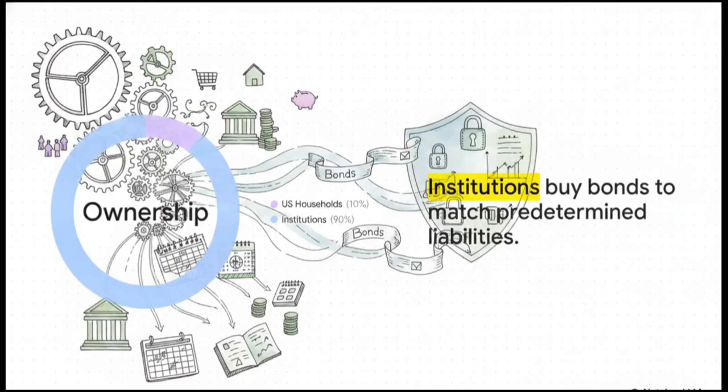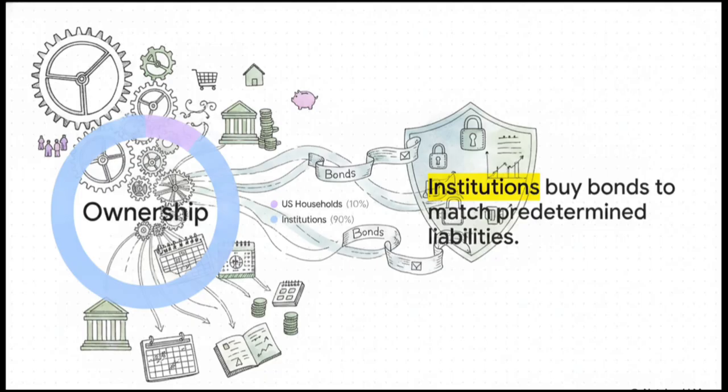So who is on the other side of these dealer transactions? Well, while it's totally true that everyday investors buy bonds, usually through mutual funds, U.S. households hold nearly 10% of all bonds directly. But that means the vast, overwhelming majority of the market is driven by institutional money. We're talking central banks, sovereign wealth funds, pension funds, and insurance companies.